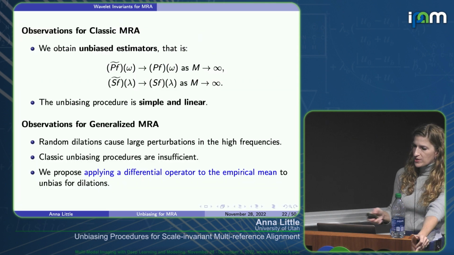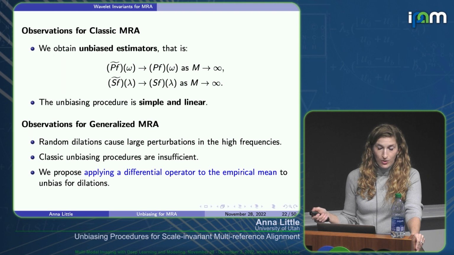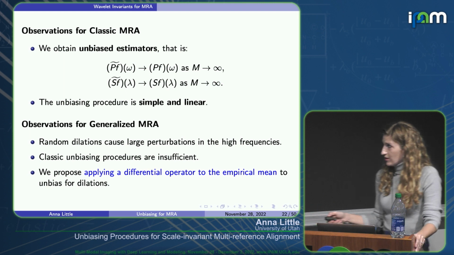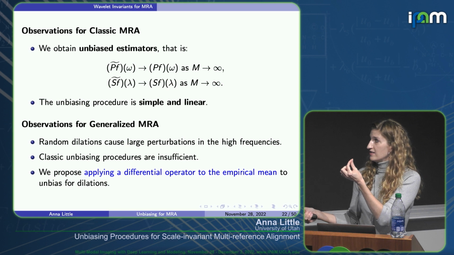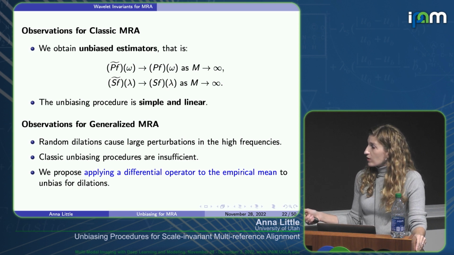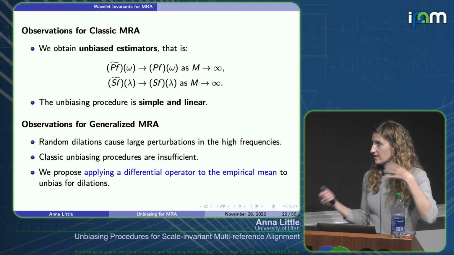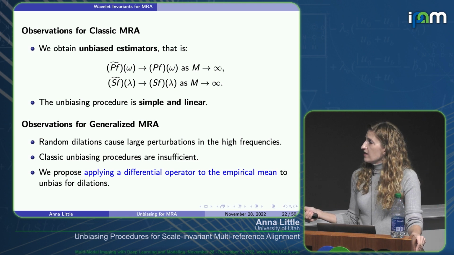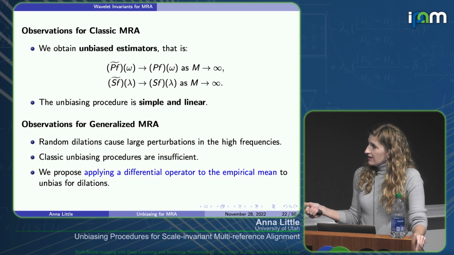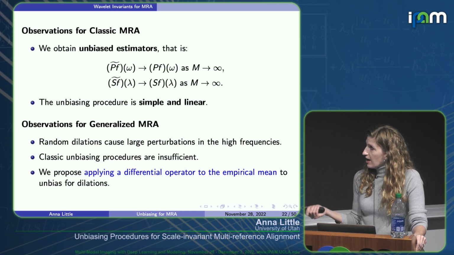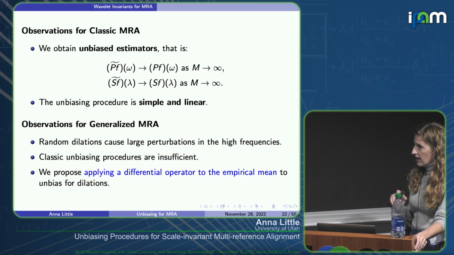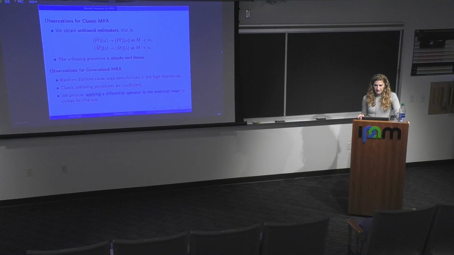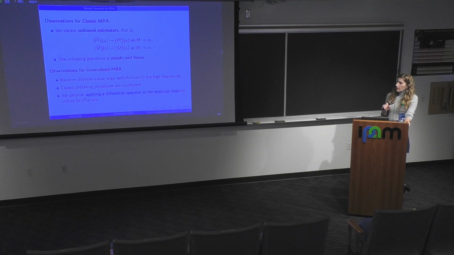Some observations for the classic MRA model: we get unbiased estimators, meaning the error decays to 0 as the sample size m goes to infinity. This is very important, because we really don't want things to not converge. And the unbiasing procedure is simple and linear. So what goes wrong if we now consider more general MRA models? Let's say we throw dilations into the mix and we have this generalized MRA model.